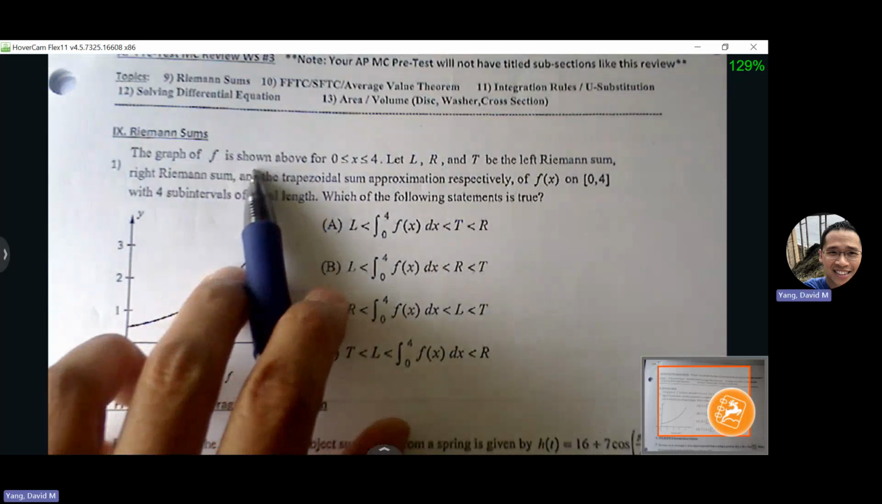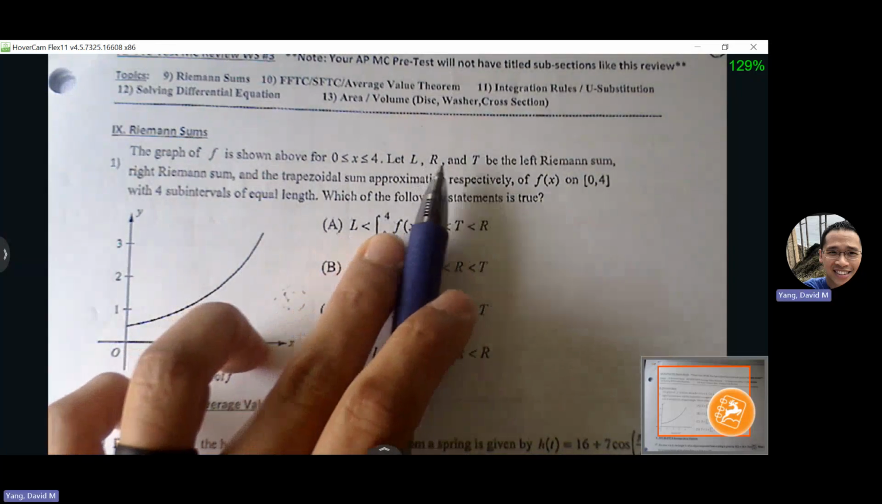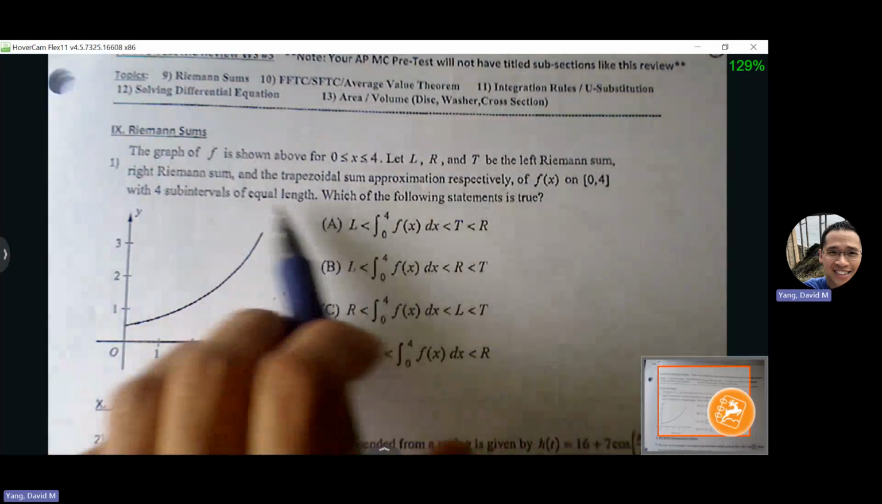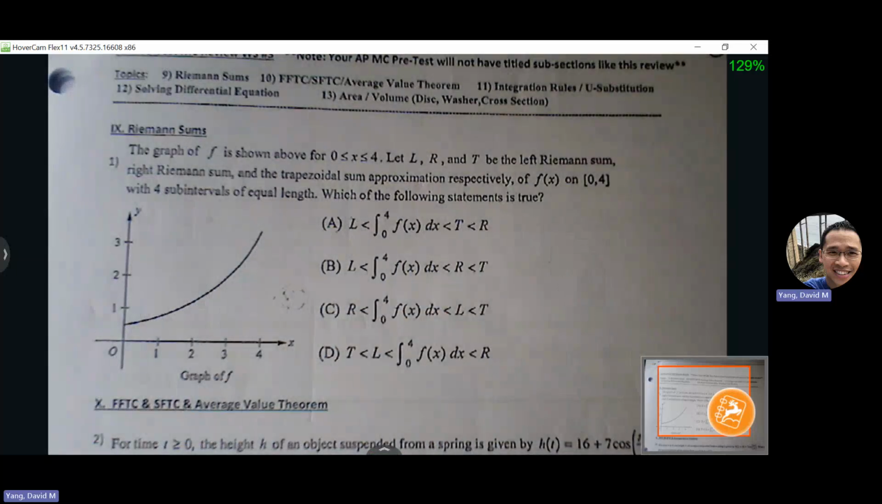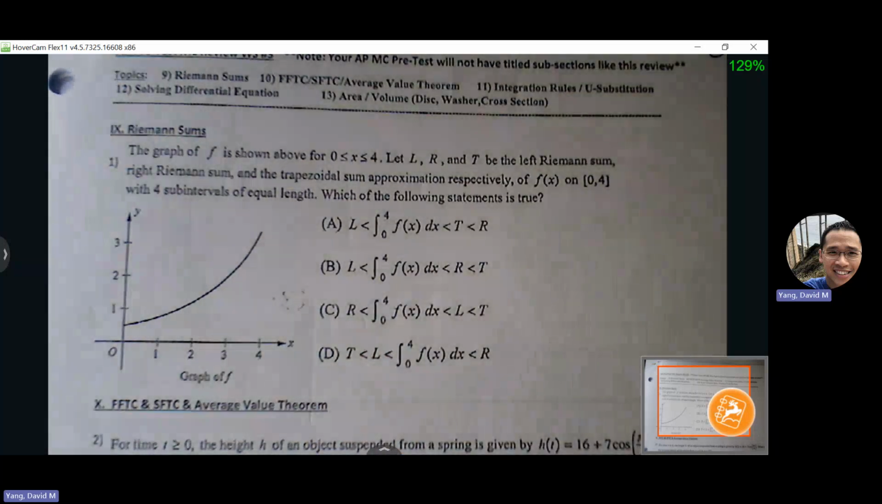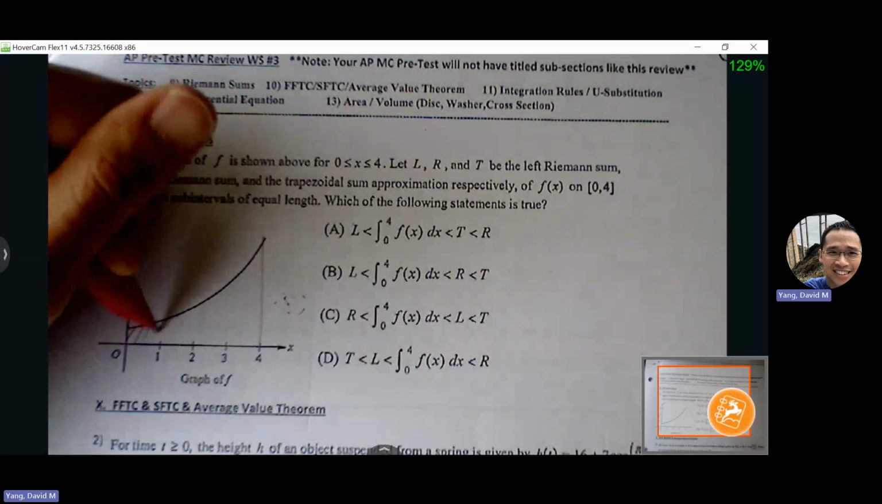Okay, so the graph of f is shown between 0 and 4. Let L, R, and T be left Riemann sum, right Riemann sum, and trapezoid approximation. Which of the following statements is true? So between those approximations, we want to be able to tell which one is going to give the lowest area approximation, which one will give the highest, and then where does the actual area land? So the integral from 0 to 4 is the actual area. So let me just kind of shade in what we're trying to approximate.